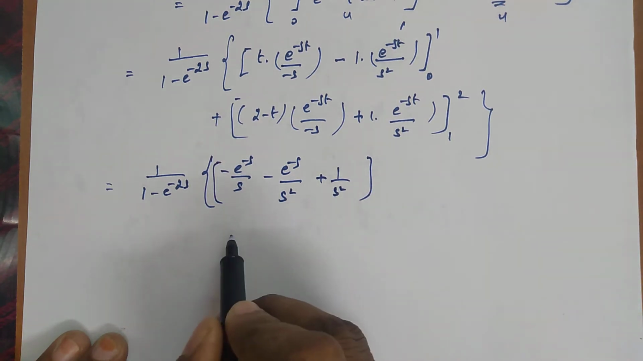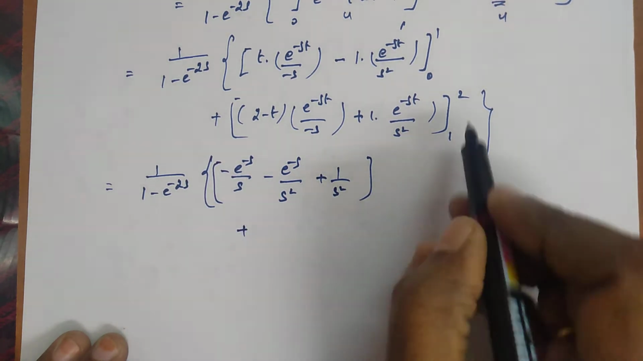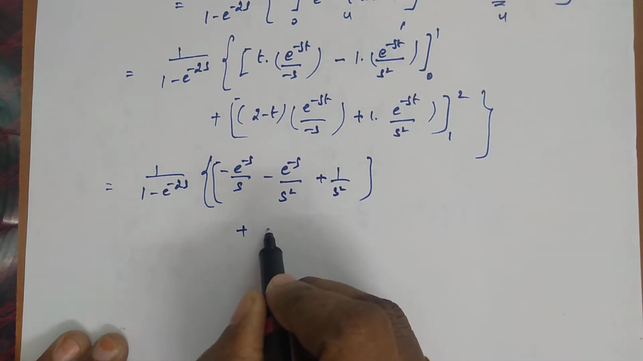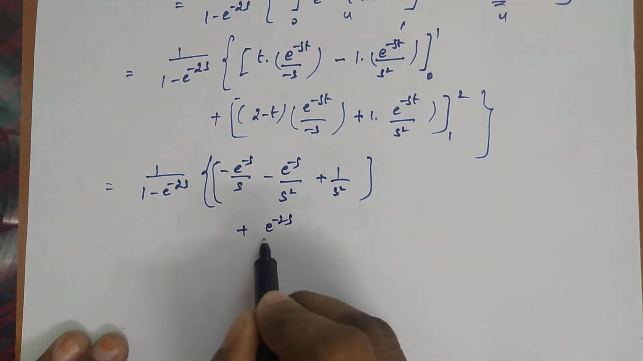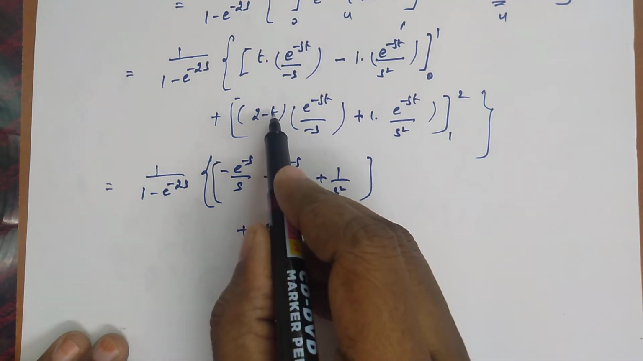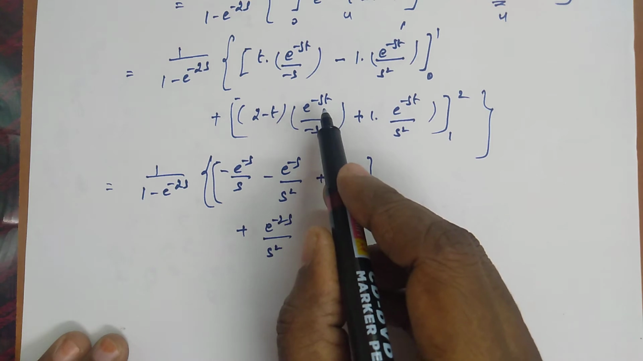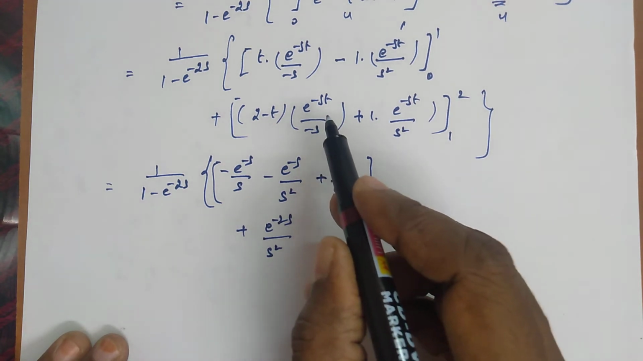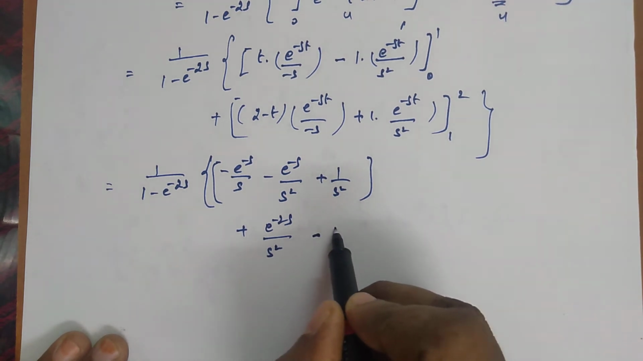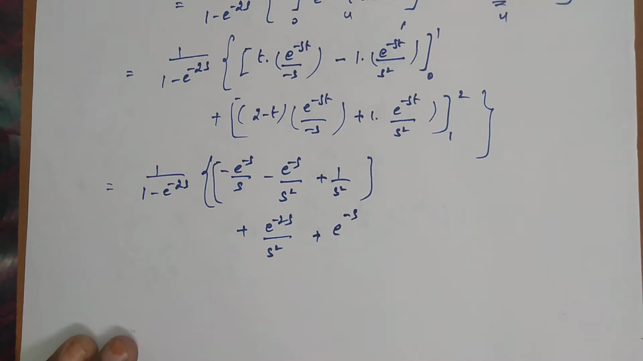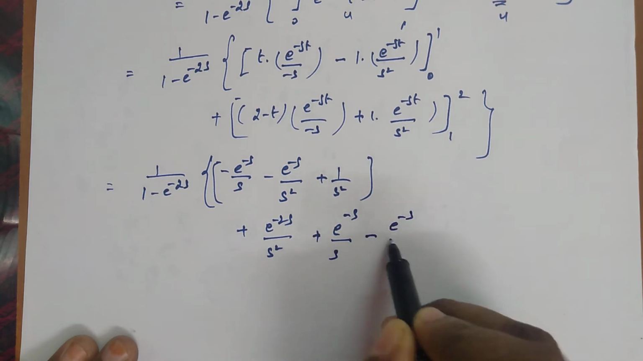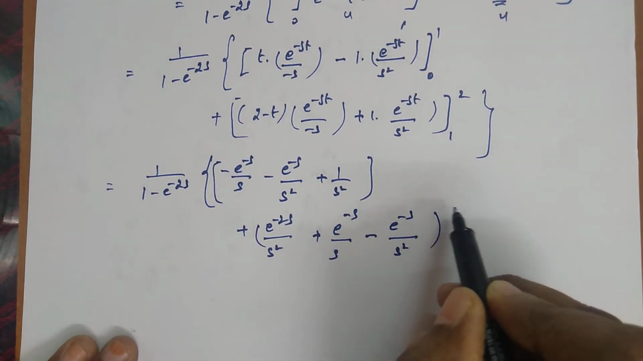Likewise we have to apply the limit for the second one. For the second one the upper limit is 2, so 2 minus 2 is 0, and 0 into anything is 0. So here we get only e power minus 2s divided by s square. This is our upper limit, minus the lower limit, which is 1. So 2 minus 1 is 1, so here also e power minus s. So we get only e power minus s by s minus e power minus s by s square. This is only for the second term.